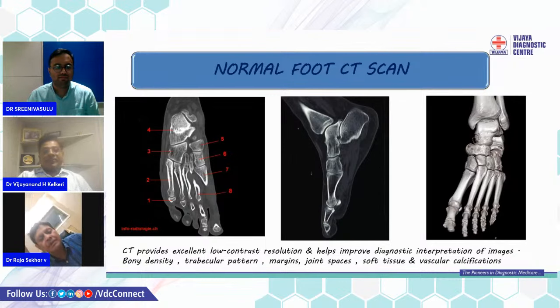Coming to the CT anatomy, you can see three pictures on the screen here. The first one is the coronal image.